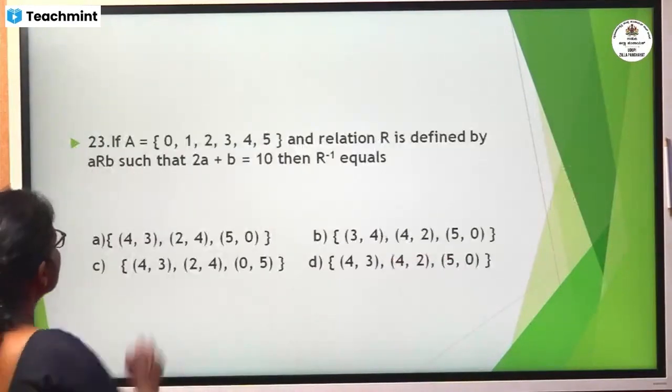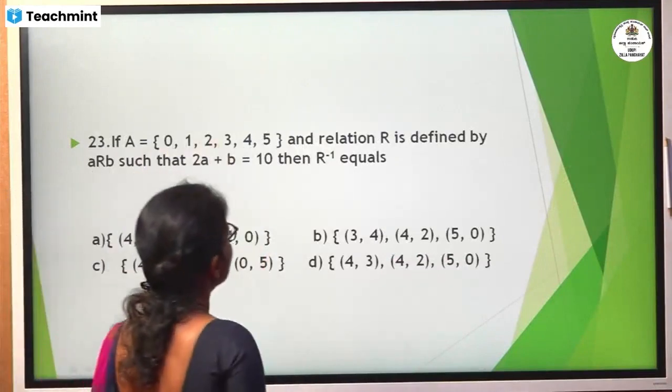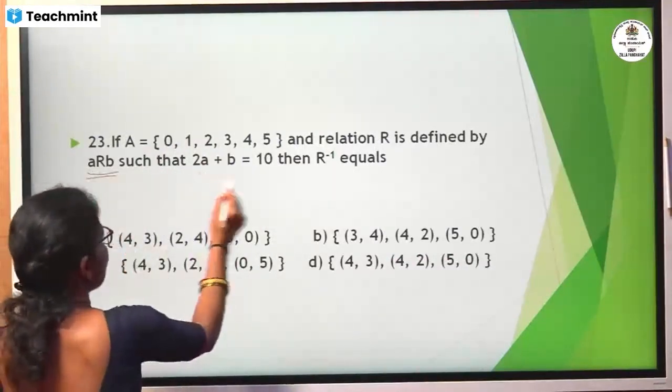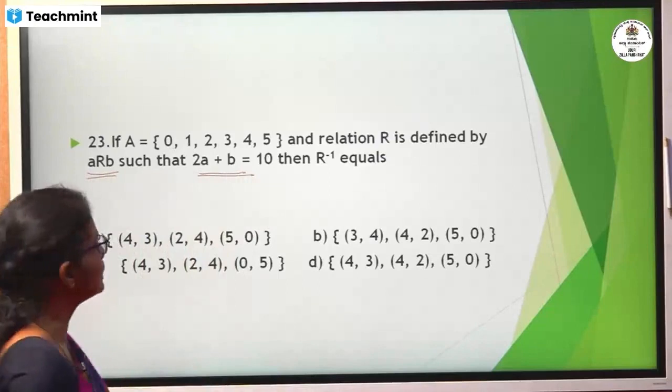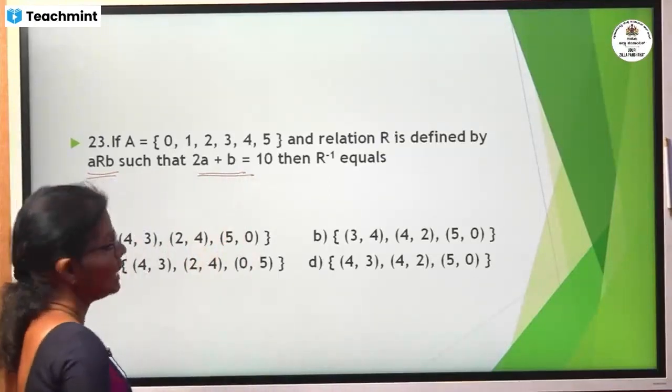Next one, A contains elements 0, 1, 2, 3, 4, 5 and relation R is defined like this: A related to B such that 2A plus B equal to 10. Then R inverse equal to. Before writing R inverse, we have to write R.